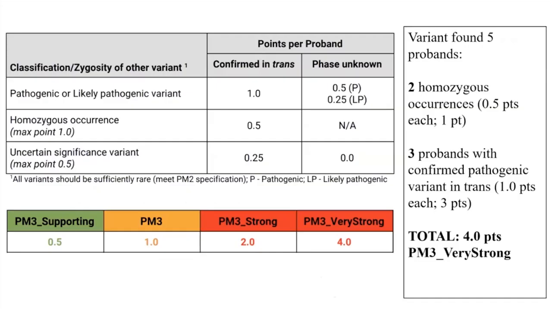So I have an example here. Let's say you have found this variant in 5 probands, 2 of which were homozygous occurrences. Those would be 0.5 points each for 1 point total. And then you've also found this variant in 3 probands who had a confirmed pathogenic variant in trans. That's 1 point for each of those for 3 points total. If you then sum across all these observations, you have 4 points, which can then move up again to a very strong strength level.